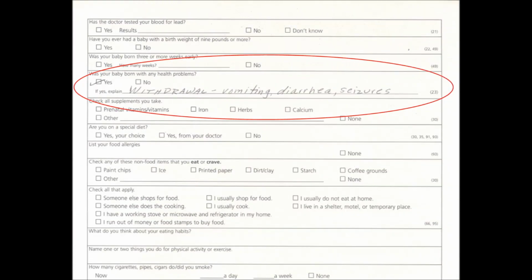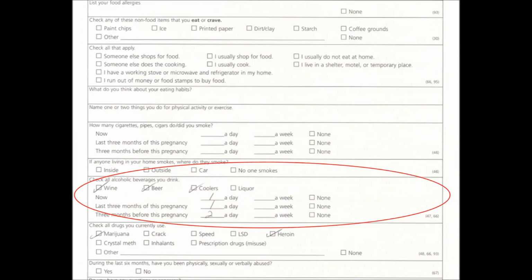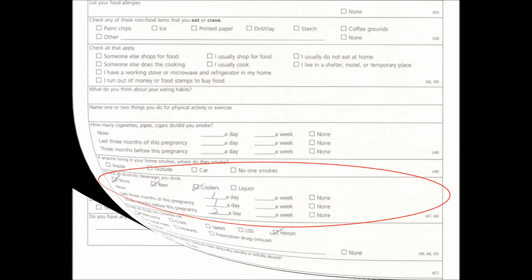Other areas of the health history where mom may indicate directly that her baby may have NAS are on the back side of the form. Where the form asks, "Was your baby born with any health problems?" mom may write in withdrawal or NAS. On the section stating, "Check all alcoholic beverages you drink," she may state that she drank alcohol during pregnancy.